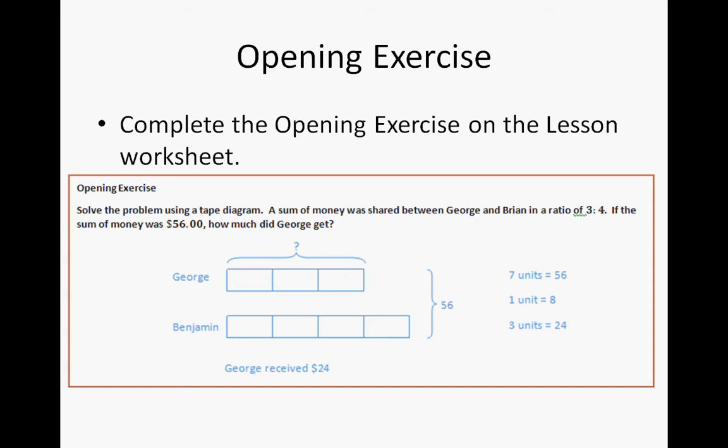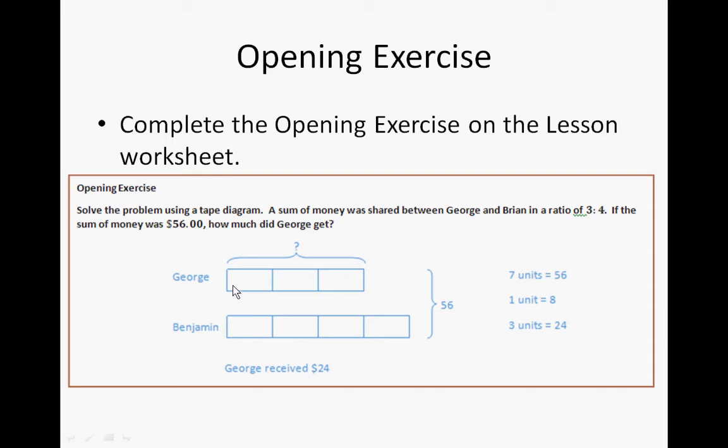Alright, go ahead and take a look at the opening exercise. Complete the opening exercise on the lesson worksheet, and it should look something like this. It asks to solve the problem using a tape diagram: a sum of money was shared between George and Brian in the ratio of 3 to 4. If the sum of the money was $56, how much did George get?